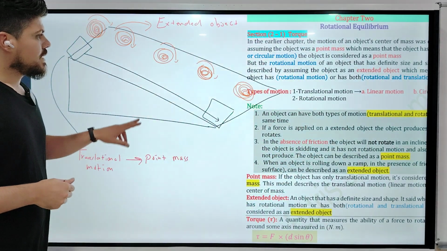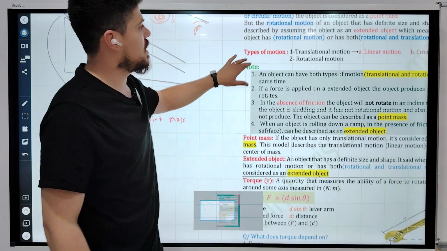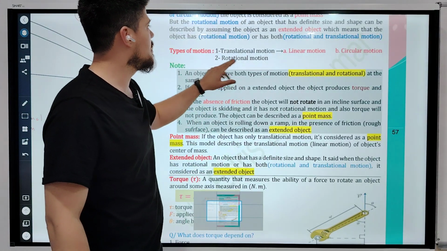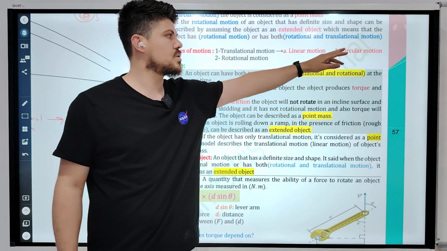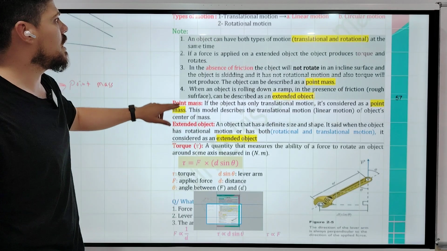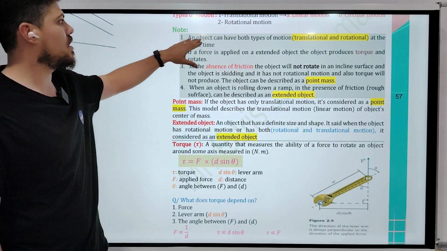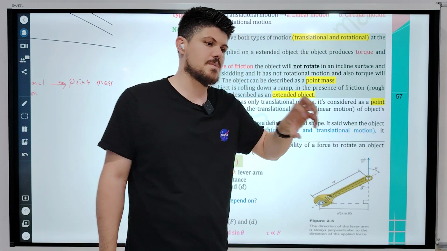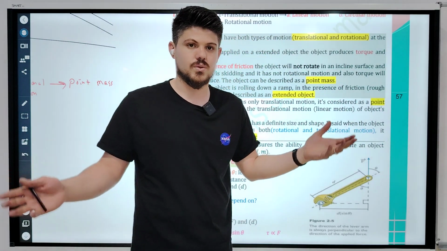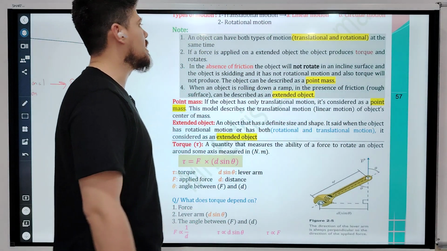Okay, look, the types of motion as you learned in chapter 1: translational motion and rotational motion. In translational motion, we have linear motion or circular motion. Okay. We have some notes about the point mass and the extended object. An object can have both types of motion. It's possible for an object to have both translation and rotation, yes, of course, such as rolling a bowling ball down an incline.